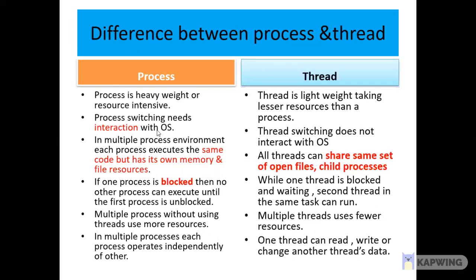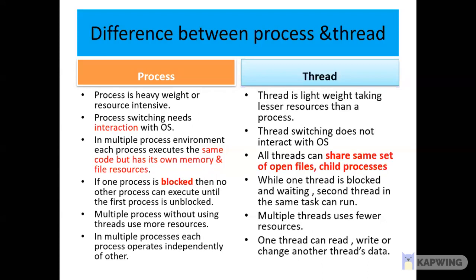Process switching needs context switching, which you have studied. In that we are using process switching, which requires the interaction of the OS, while thread switching does not require the interaction of the operating system. They can switch because the threads are available in that process only. So they can switch within their process.